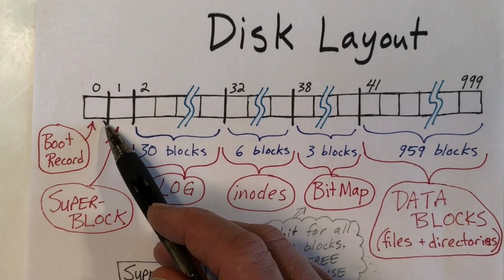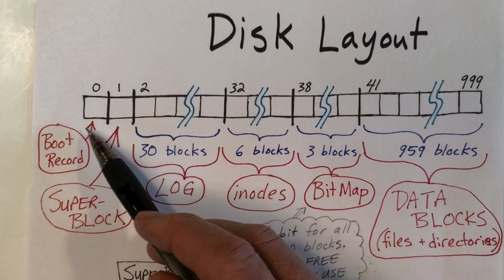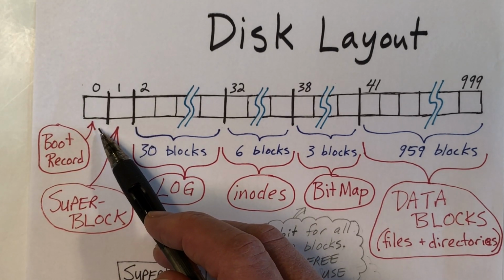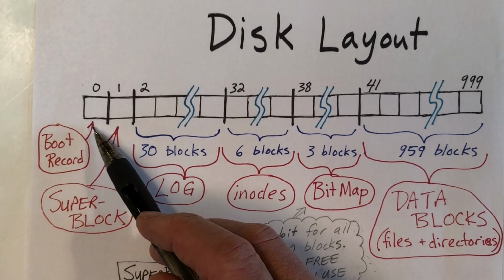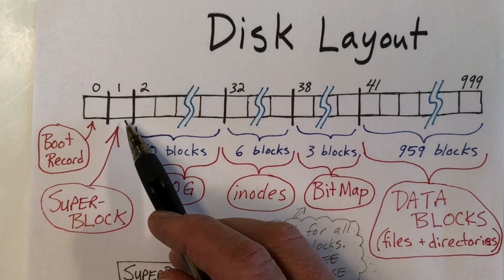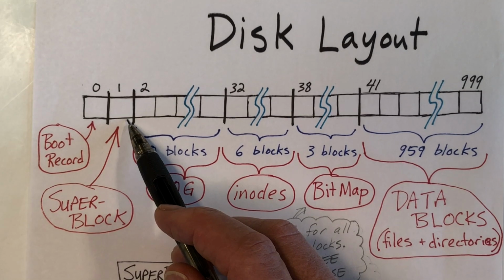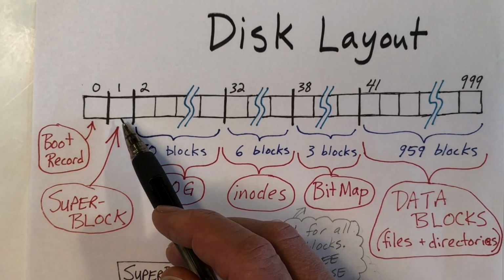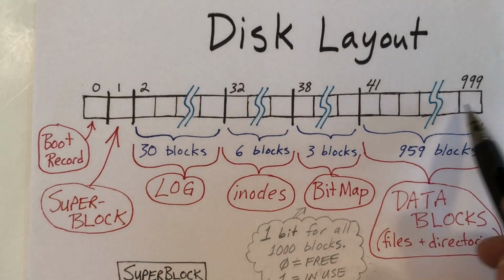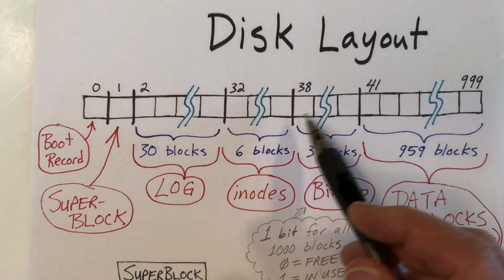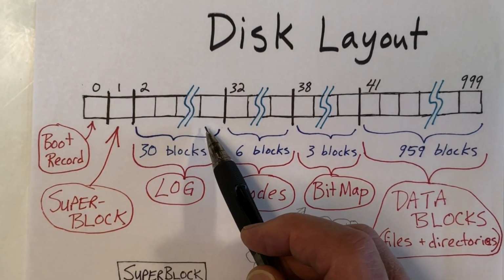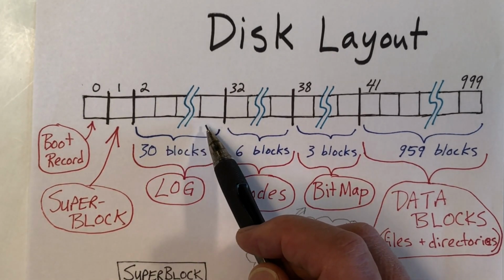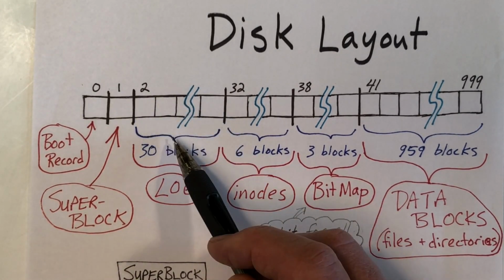The boot record is a block that is neither read nor modified by the kernel. It's used just during the boot and startup process in order to load the kernel into memory. The Superblock contains a number of parameters. It is read by the kernel, but not modified. Among other things, it tells where the other items on the disk are located. Then we have the log, which I talked about elsewhere and won't go into any more detail on here.